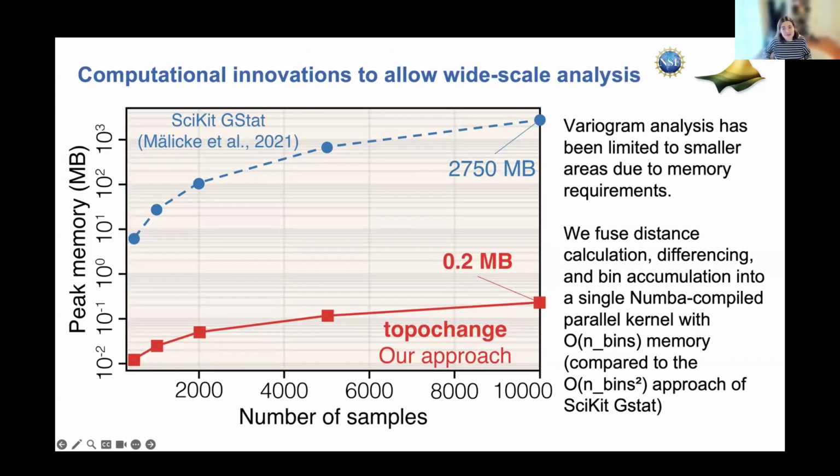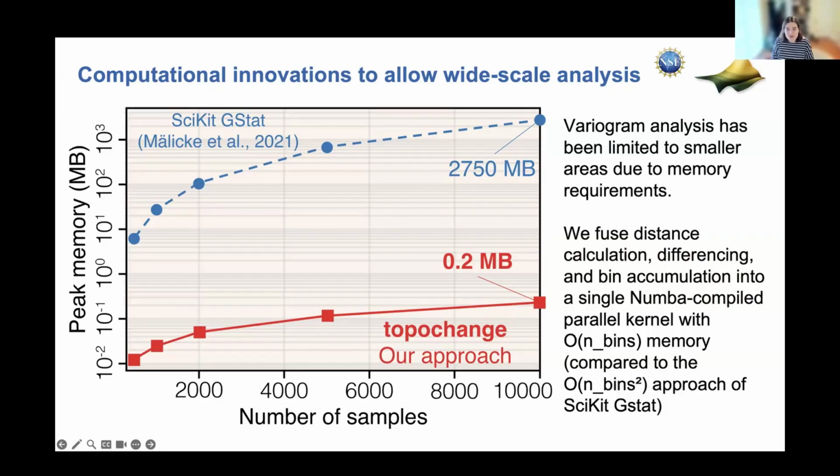Computing variograms for millions of raster cells is computationally very expensive. The current approach computes all pairwise distances, and it requires storing an enormous distance matrix. For 10,000 points, that's about 2.7 gigabytes of memory and can take tens of seconds. And again, 10,000 samples is a relatively small number of samples over an area.